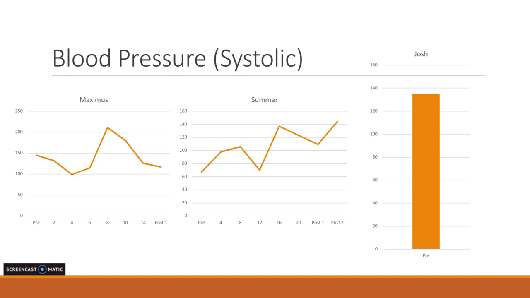For systolic blood pressure, for Maximus and Summer, both experience an increase throughout the exercise, which is what we expect to see overall. However, it does drop during exercise, which is unexpected. Summer experiences an increase after exercise from post 1 to post 2, where there is no data for Max, so we don't know if his blood pressure will increase for post 2.